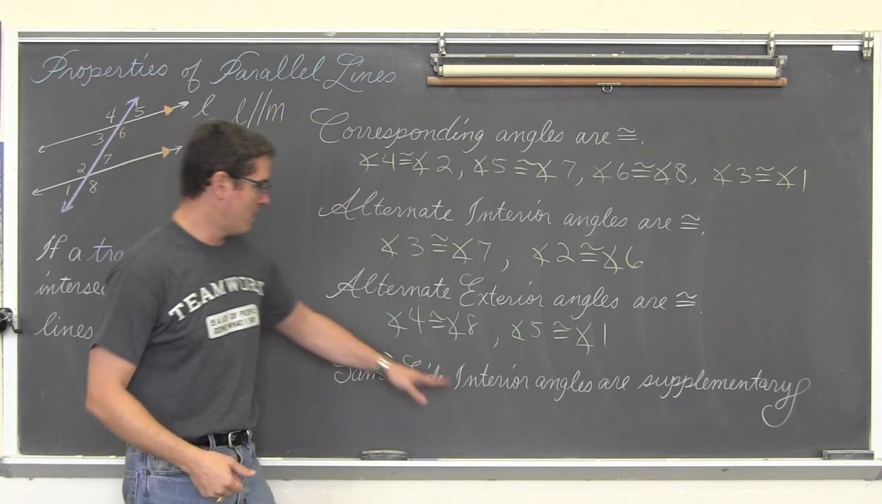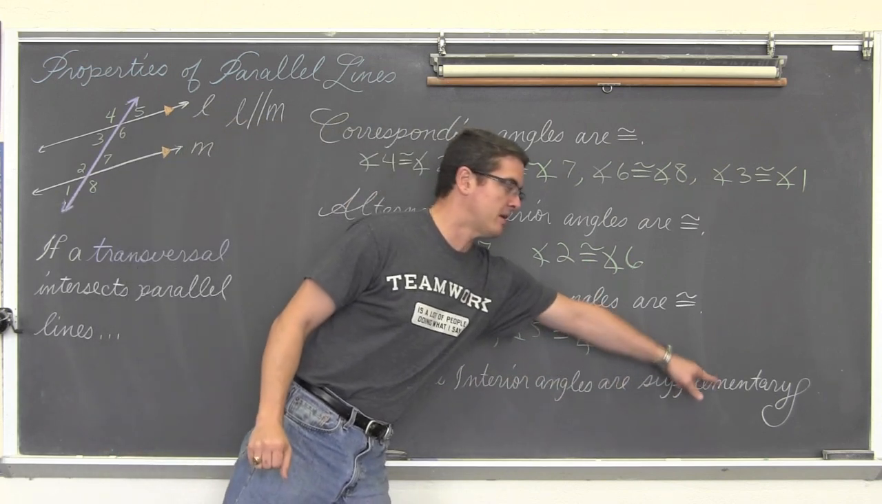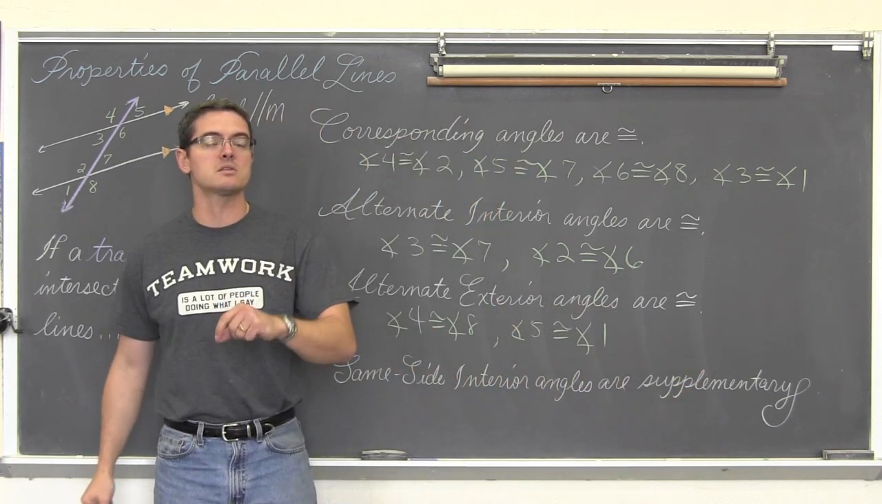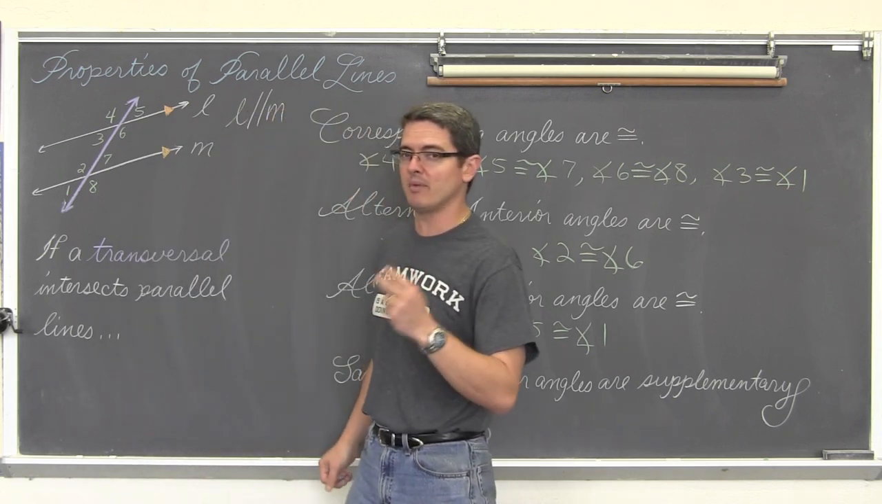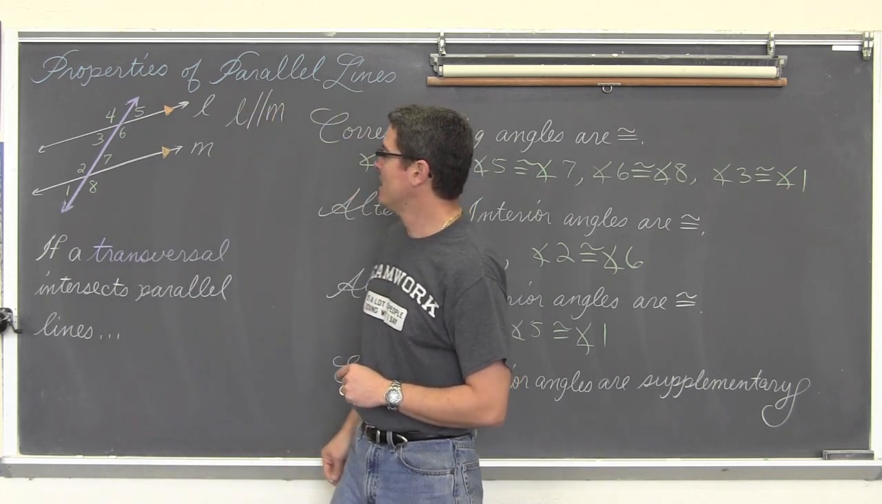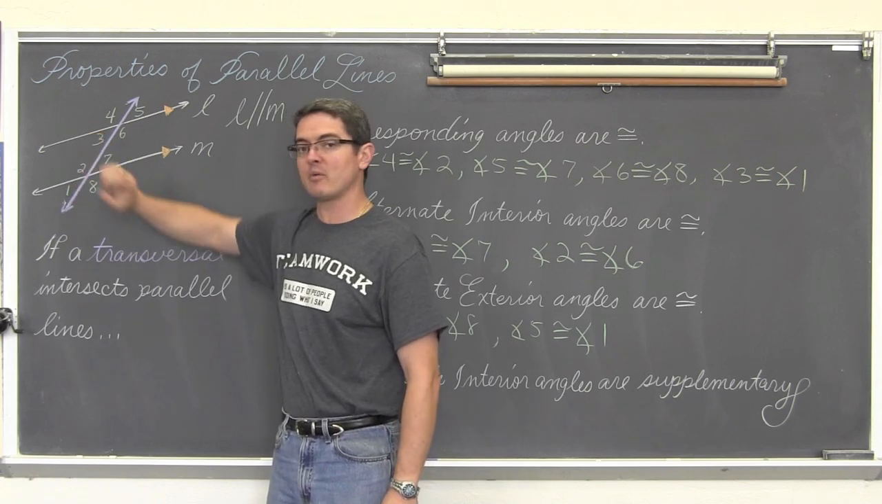And we want them to be interior angles. And those same side interior angles are supplementary. Let's not forget that supplementary means the measure of two angles add up to 180. Complementary is adding up to 90. So we're talking about 3 and 2. Those are both on the left and both on the inside of our parallel lines.